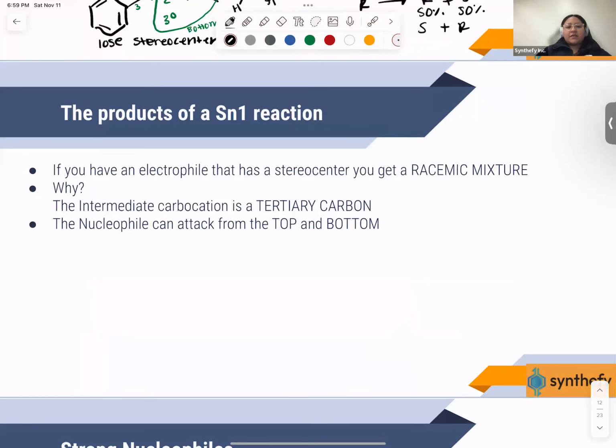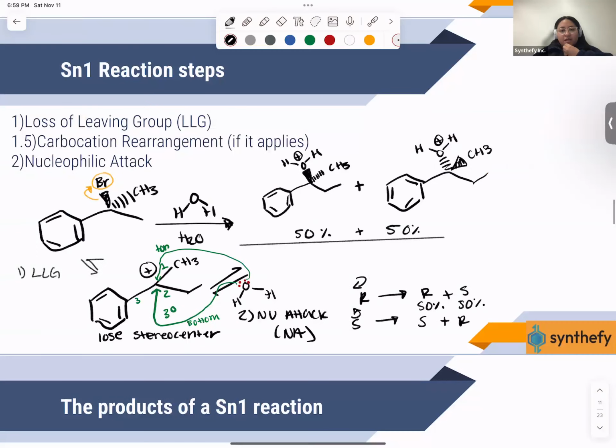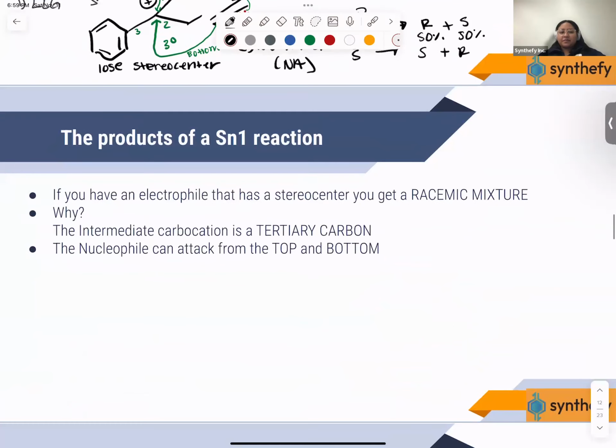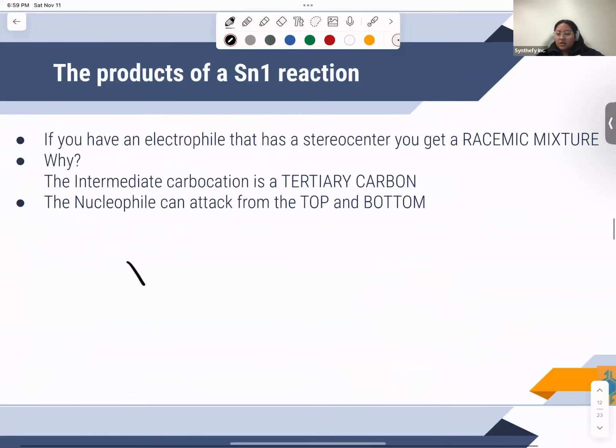Now let's look at the products of an SN1 reaction. Let's take a look at this further. If you have an electrophile that has a stereocenter, you get a racemic mixture. That's what it means to have 50% S and 50% R. Now, why do you have that? Well, let's draw a different molecule. R1, R2, R3.